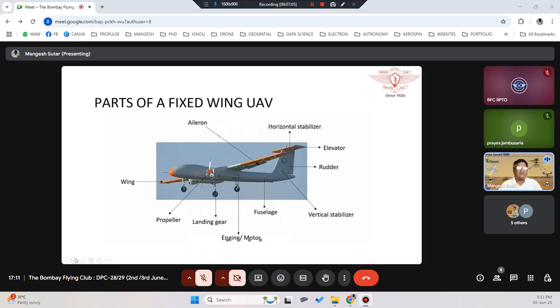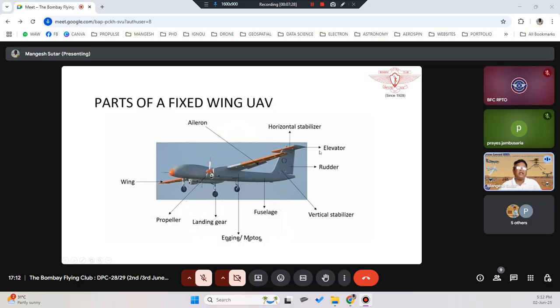So what are the parts of the fixed wing? You have wings, you have a fuselage, then you have propellers with the engine, then you have wings with ailerons, then you have a vertical stabilizer, and then you have a horizontal stabilizer. On the horizontal stabilizer you will have elevators, on the vertical stabilizer you will have the rudder.